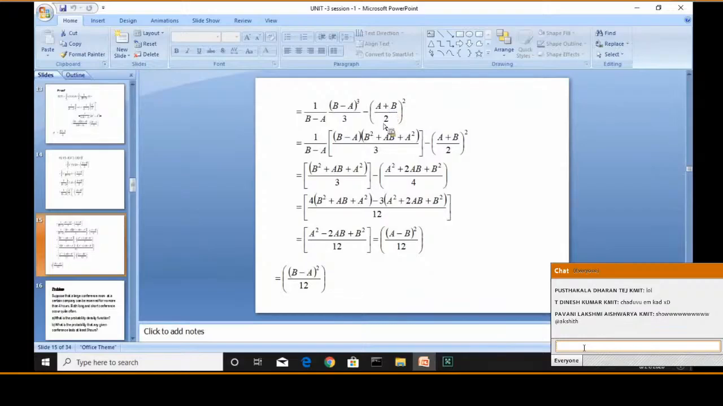A plus b by 2 it is. What is the mean of the rectangular distribution? Here it is written a plus b by 2. Yes. Can I proceed? Can I go for the problem? Is it clear?